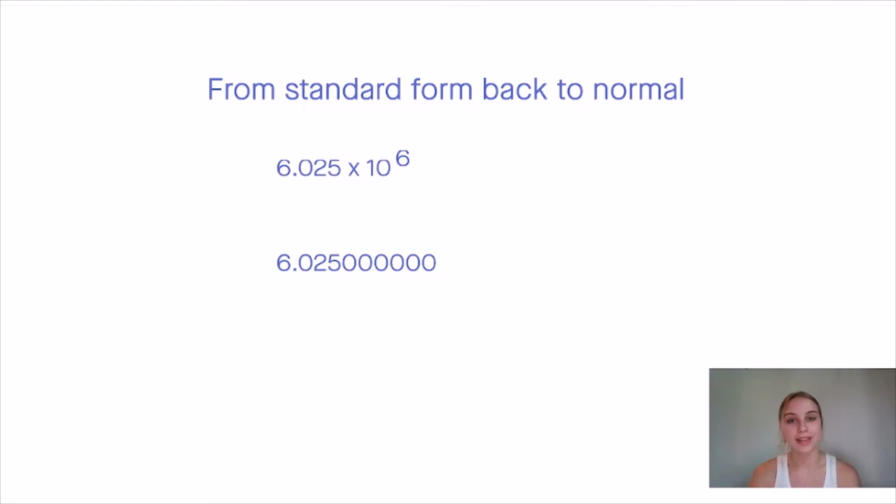Now we look at where the decimal point ends up being. We know that it moves 6 spaces, and we've just established that the numbers are going to have to be bigger because of the positive power. So the decimal point moves to the right 6 spaces. 1, 2, 3, 4, 5, 6. And this is where it will be. So our final answer will be 6025000 as our non-standard form number.